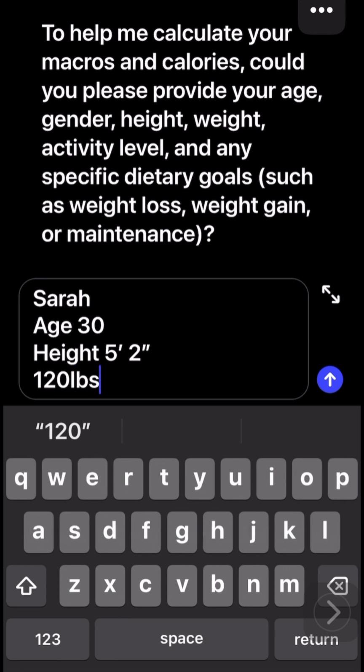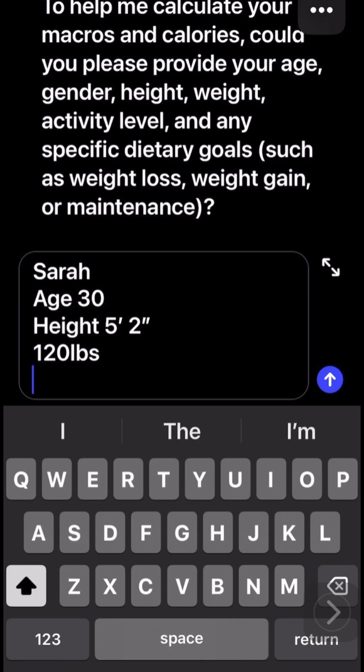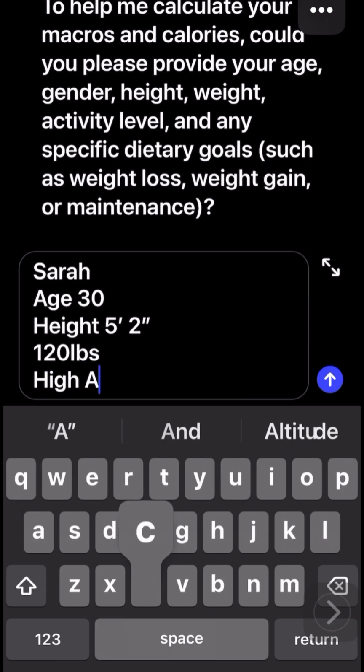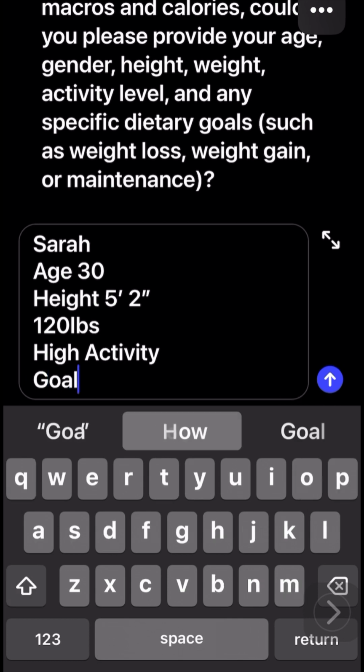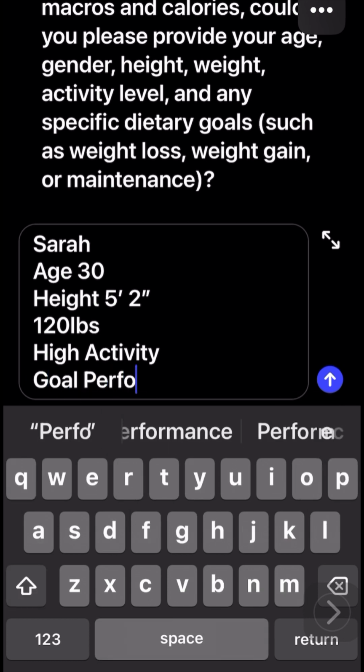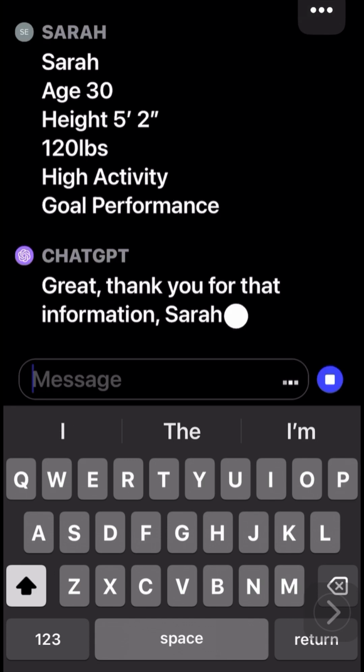Okay, so I'm plugging in my information: my name, my age, my height, how much I weigh, how active I am. I put highly active just because of the type of job I have, which is a trainer, so I'm always on my feet. I then gave it the goal of performance, since that's mostly my goal right now.